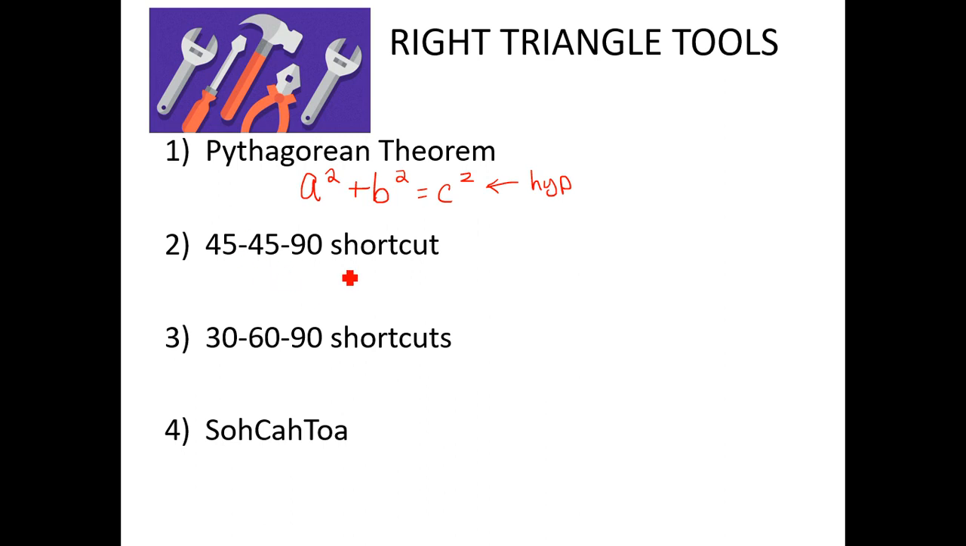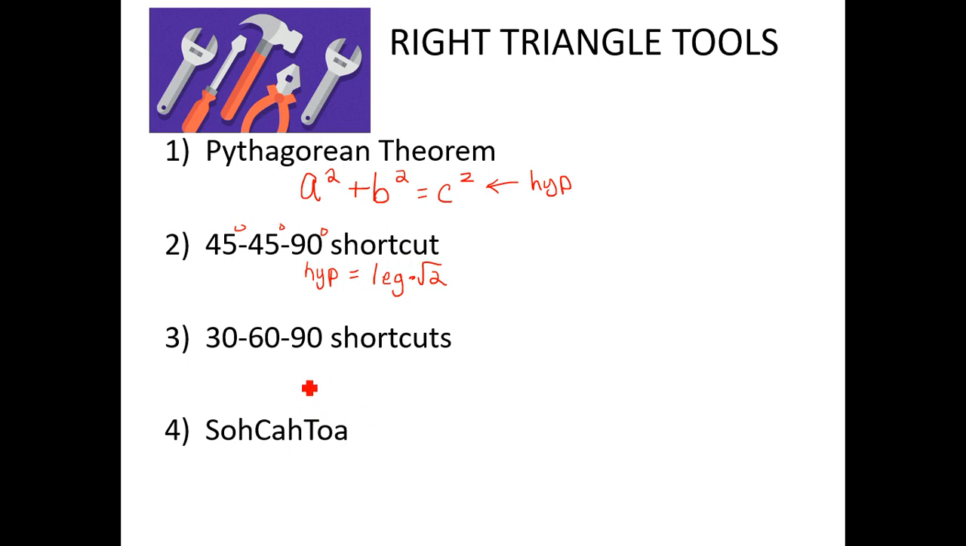Or if we have a 45, 45, 90 triangle, these are the degrees that we see in the triangle, then we can go ahead and use a shortcut to help us figure out missing sides. And the shortcut for this is that the hypotenuse equals the leg times the square root of 2. So if I know a leg, I can real quick figure out what the hypotenuse is just by plugging it in right here, and I don't have to go through the Pythagorean theorem to figure it out.